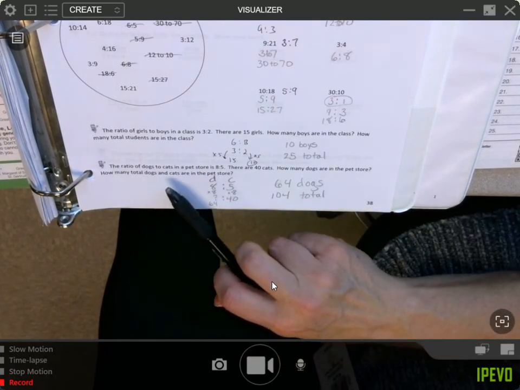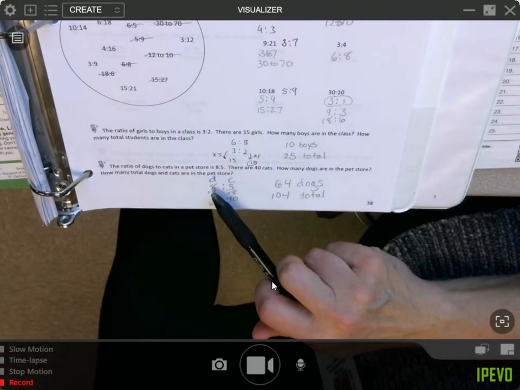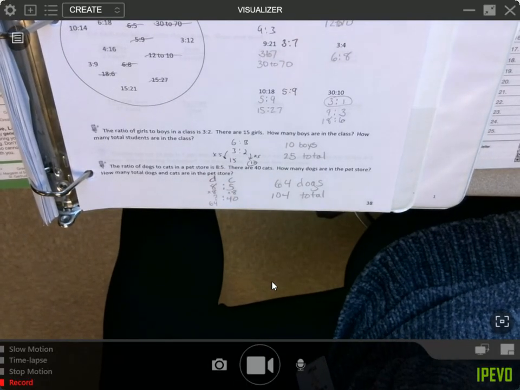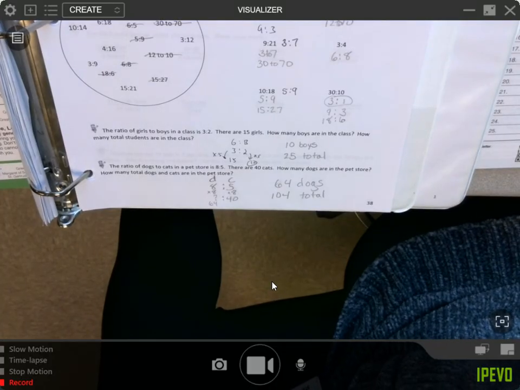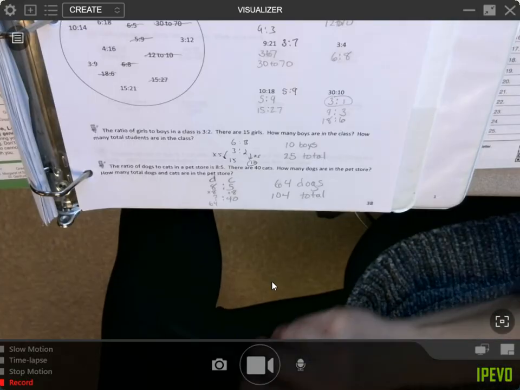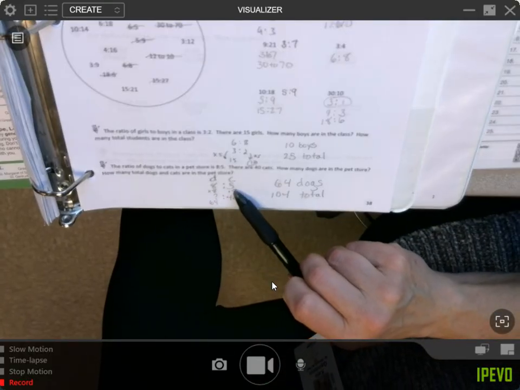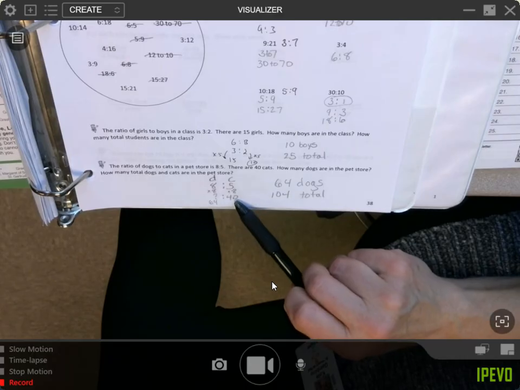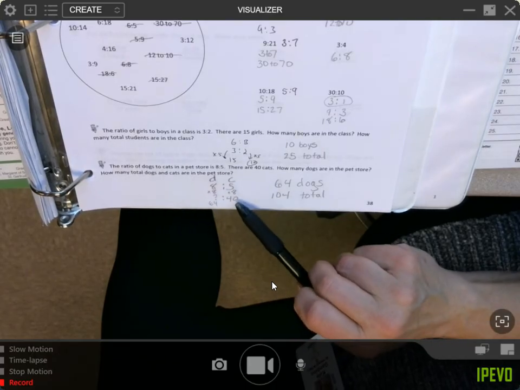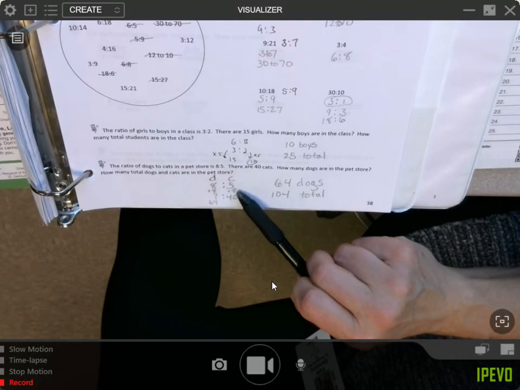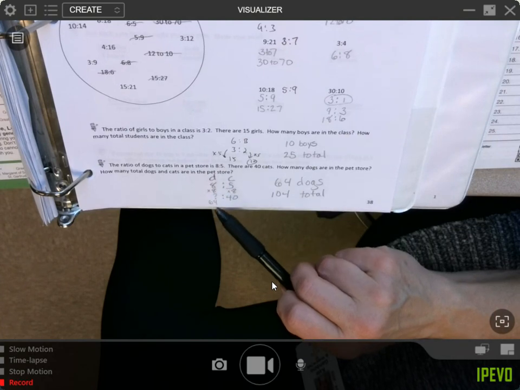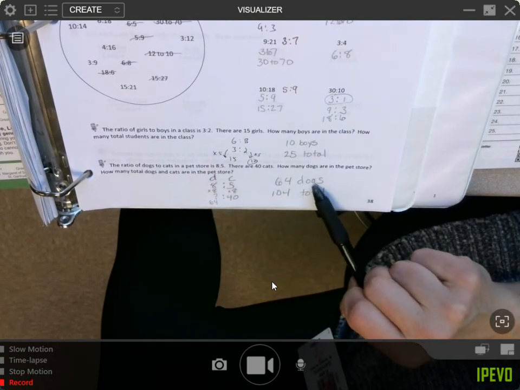The ratio of dogs to cats in a pet store is 8 to 5, dogs to cats. It really helps when you label them. So make sure you're labeling your ratios so you know what each number stands for. So dogs to cats were 8 to 5. There are 40 cats. How many dogs? So to go from 5 to 40, we multiplied by 8. So we have to multiply the dogs by 8. 8 times 8 is 64. So there are 64 dogs.